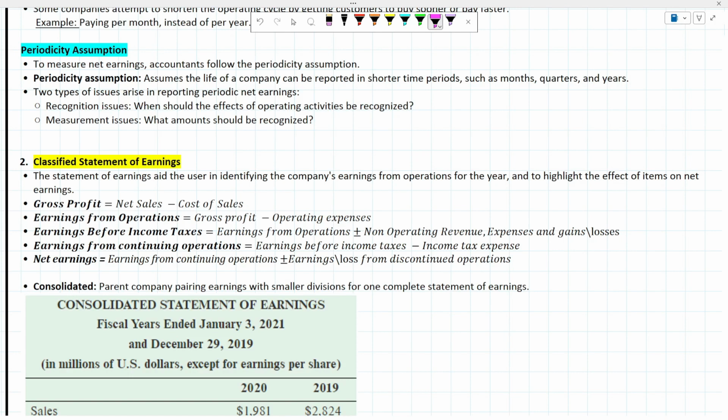Earnings before income taxes is equal to earnings from operations plus or minus non-operating revenues, expenses, and gains/losses. Earnings from continuing operations is equal to earnings before income taxes minus income tax expense. Net earnings is equal to earnings from continuing operations plus or minus earnings/loss from discontinued operations.